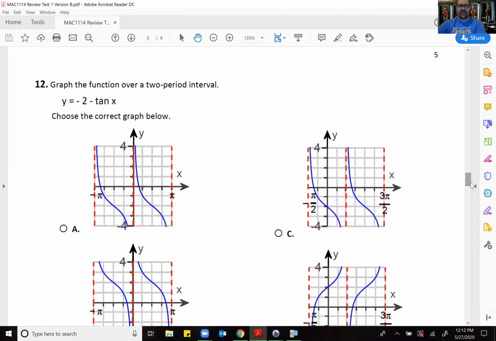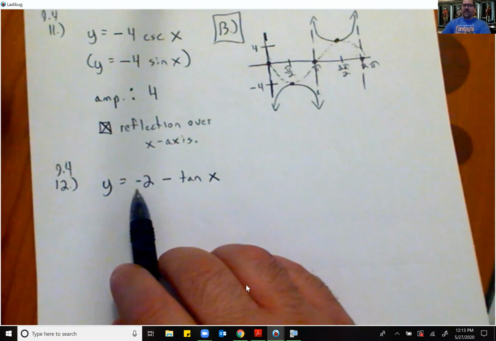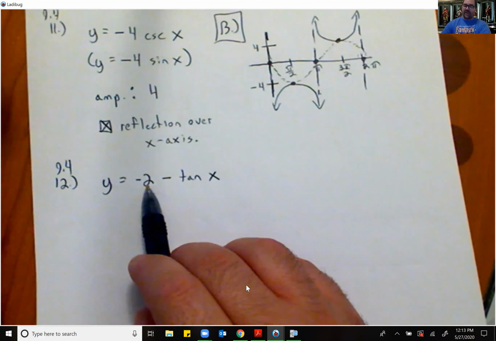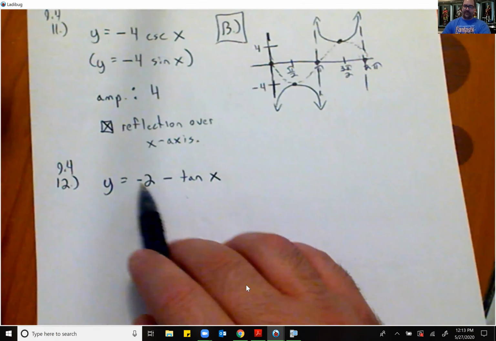So we've got -2 minus tangent x. All right. So let's talk about this. Okay? So cool thing is we're not doing a lot of messing around. We're going to keep the period the same. We're not shifting left or right, but what we do have is a vertical translation here. And we have the amplitude that we're dealing with. So in here, we're dealing with a vertical translation and the amplitude.